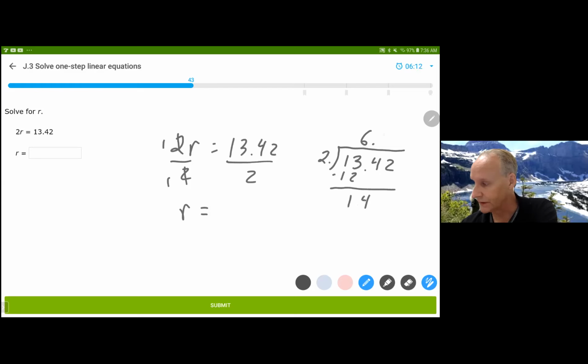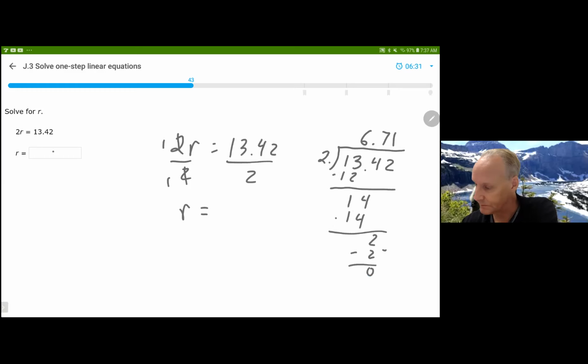2 goes into 14 7 times, and we subtract. We bring the 2 down, and 2 goes into 2 1 time, and we get a 0 remainder, and we're all done. That is decimal division, and we get 6.71.